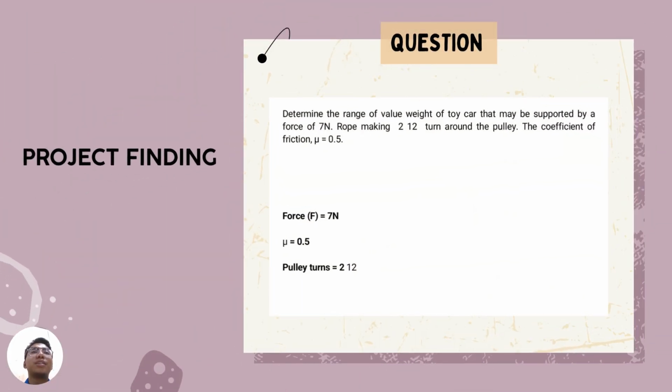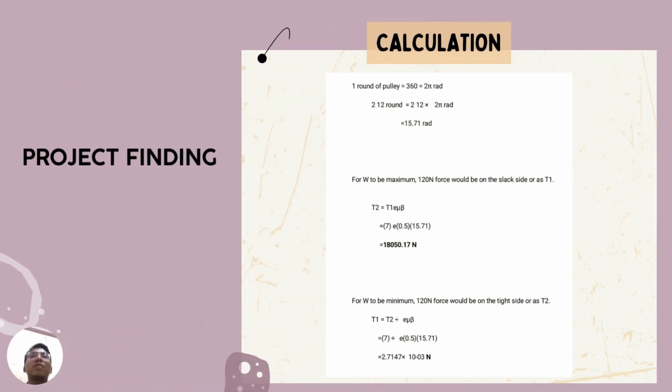This is the question of our project finding. Determine the range of values of the weight of the toy car that may be supported by a force of 7 Newton. The rope makes 2.12 turns around the pulley. The coefficient of friction is 0.5. Force is equal to 7 N and the friction is 0.5. Pulley turn 2.12. And this is our calculation.